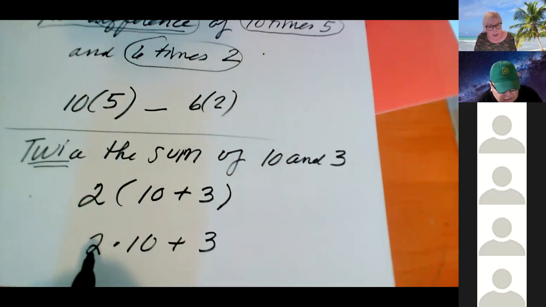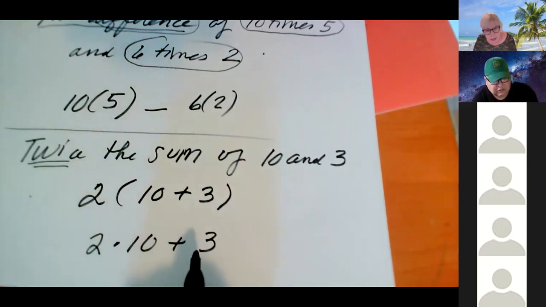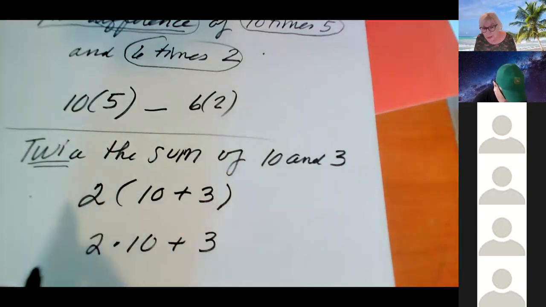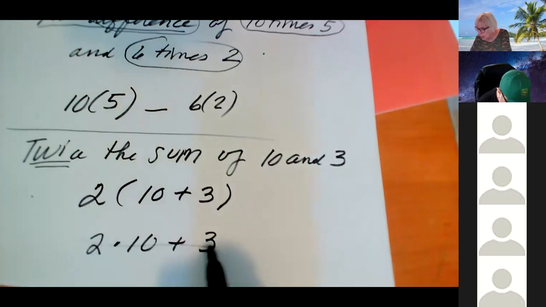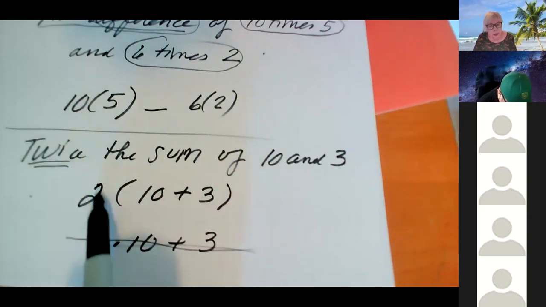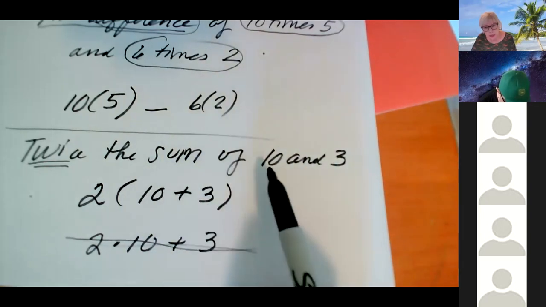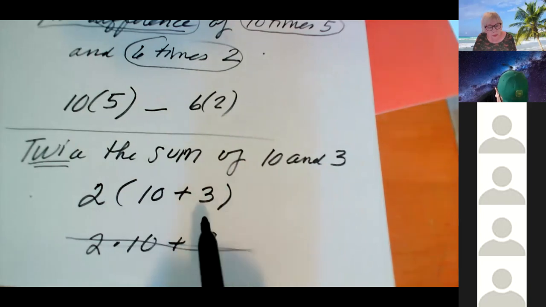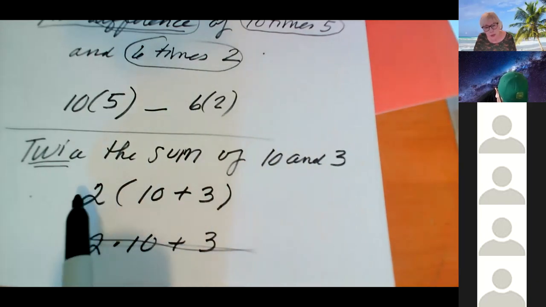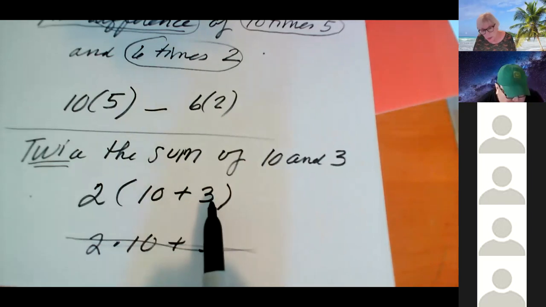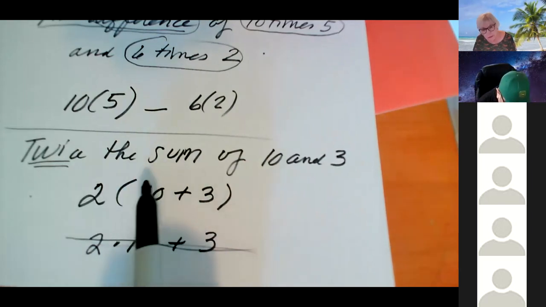Then you've gone twice the 10, but you haven't gone twice the 3. See, this is not it. So it's twice, so it's 2 times whatever this is. And what this is, is the sum of 10 and 3. I put it in parentheses so that the 2 is multiplied to both these numbers, the final sum.